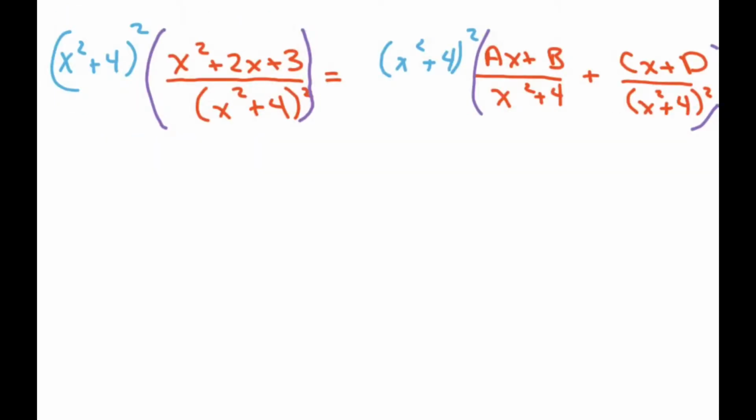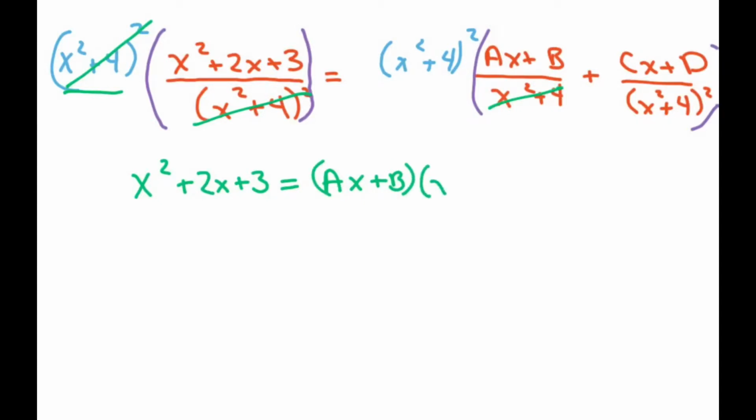So I'm going to clear the fractions by multiplying by my least common denominator. Clearing the fractions, we get x squared plus 2x plus 3 equals, and we're going to have ax plus b, and one of these cancels, so you're going to also have an x squared plus 4. And in this case, this whole thing just cancels out. So we get cx plus d. Now I'm going to go ahead and distribute this side.